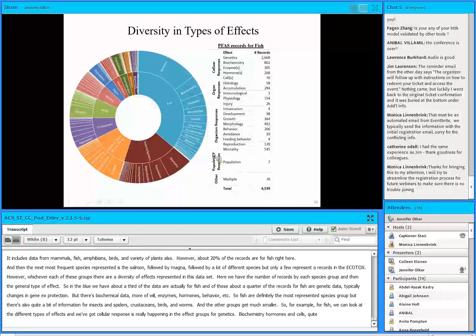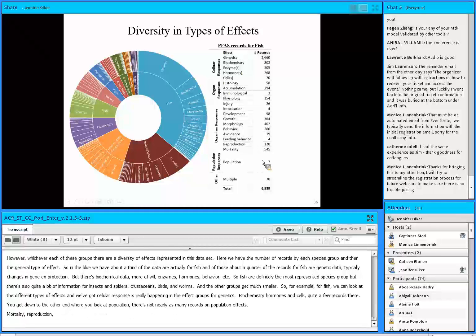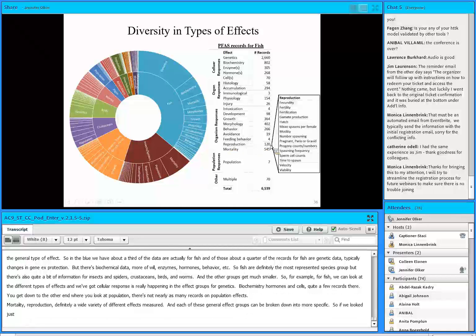You get down to the other end where you look at population. There's not nearly as many records on population effects. Organismal responses, including mortality, reproduction, definitely a wide variety of different effects measured. And each of these general effect groups can be broken down into more specific. So if we look just at this reproduction effect group, reproduction has a variety of different effect measurements. It could be measuring fecundity or fertility or hatch or number of spawns per female, and the list goes on.